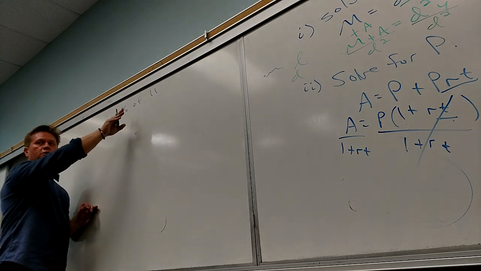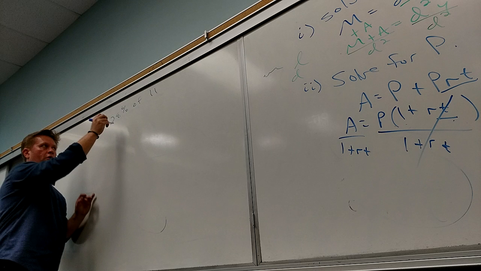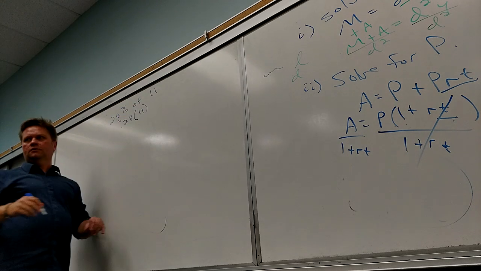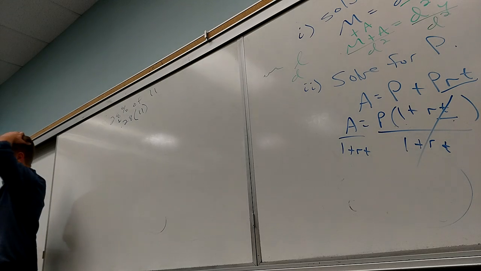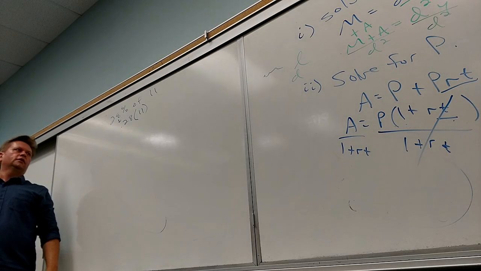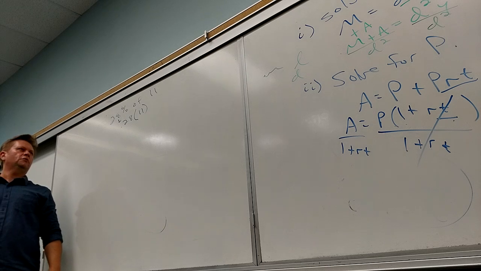What exactly would you put in your calculator then? 0.28 times 11. And then whatever that is. 3.08?